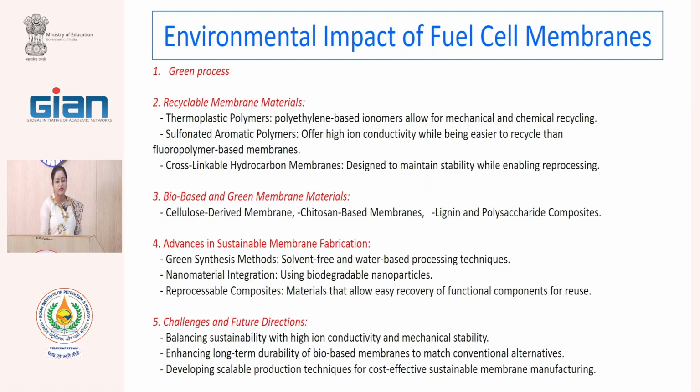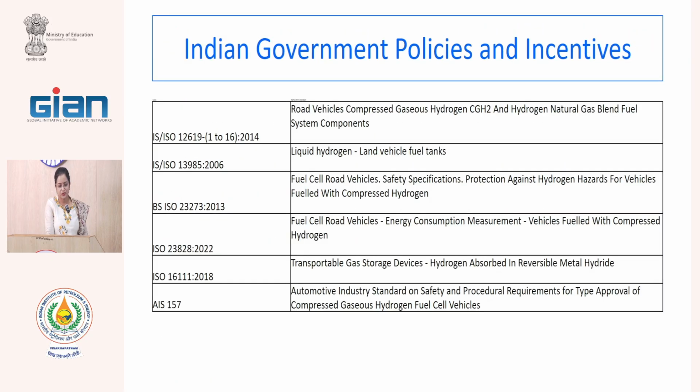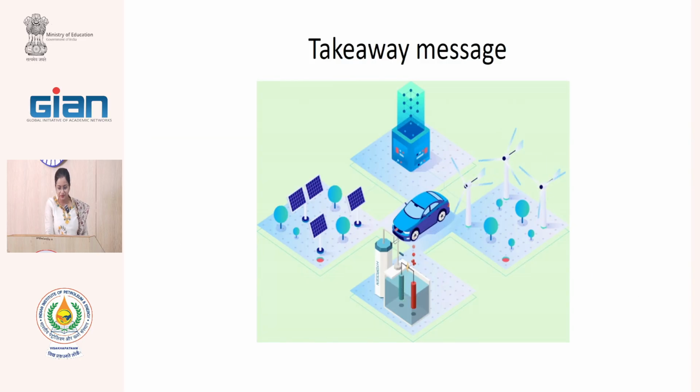So for more impact on the environment, we should have a green process, recyclable material, bio-based material, and a sustainable fabrication process, and we should have sustainability but not with a loss of functionality. The Indian government has some policies and incentives for more focus towards green hydrogen and fuel cells. These are some of the policies that we have summarized here.